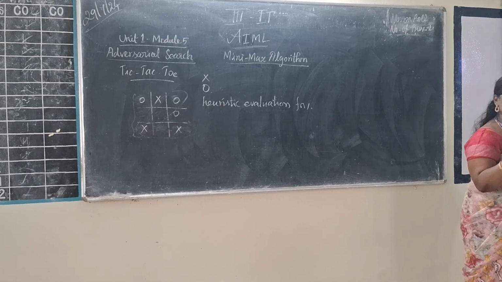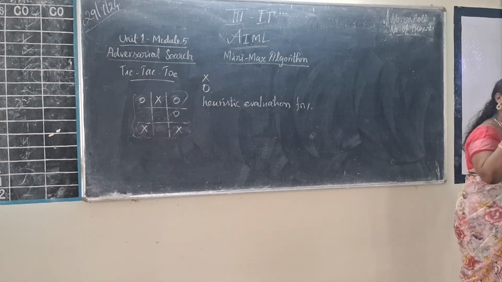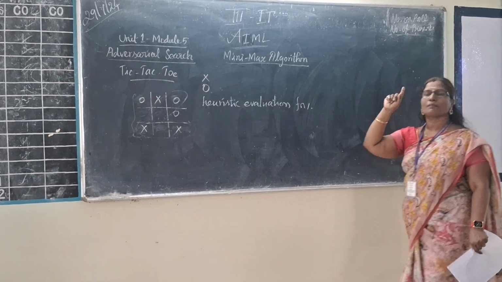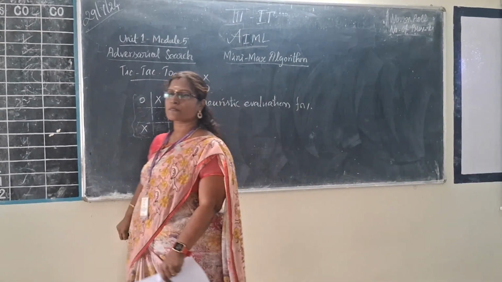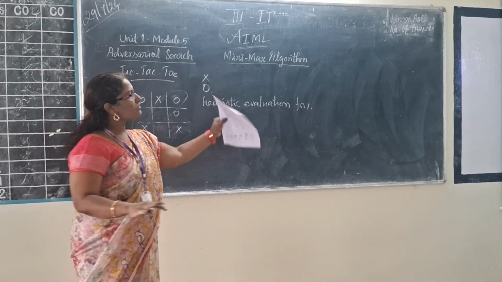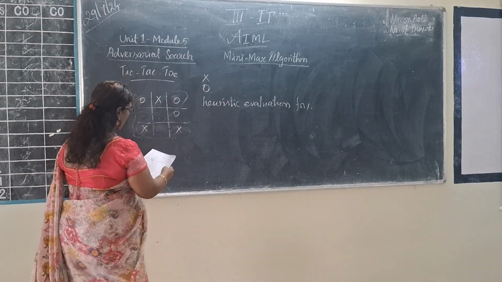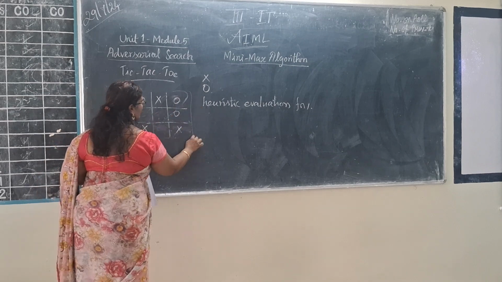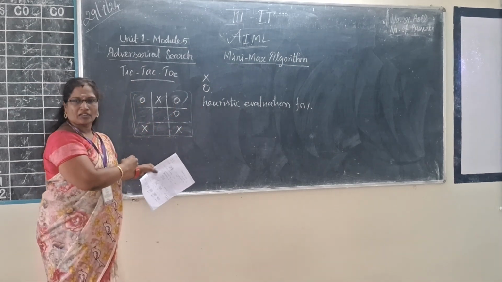So the utility value is given for the leaf node. By applying the utility function, we get the value for the root node and we will even find out the optimal path. Okay, so we will see it here now. This is the thing I have taken at some particular time.